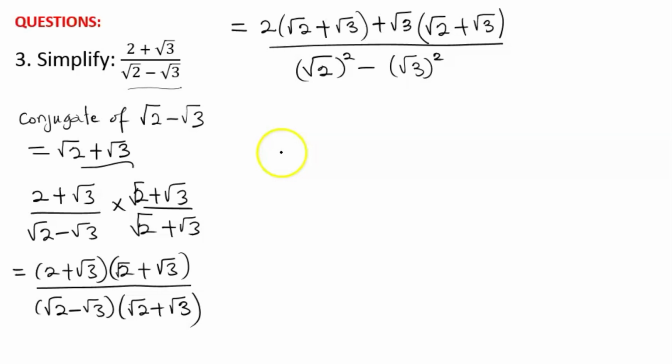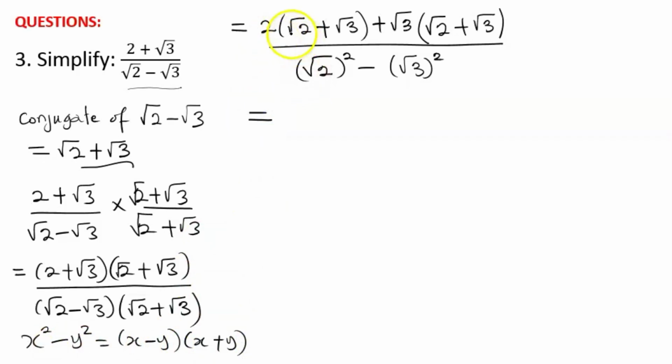Once you see that they are the same, this is root 2, this is root 2, this is negative, this is positive, this is root 3, this is root 3, beautiful. You just apply your principle of difference of 2 squares, which is x minus y into x plus y. So you see, that's what you continually do even in this particular problem.